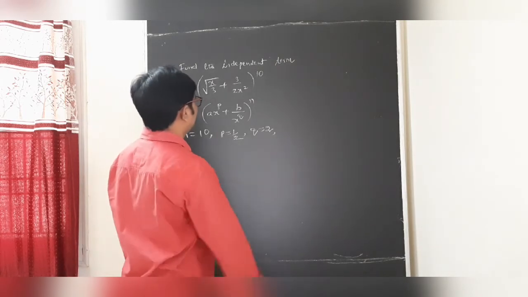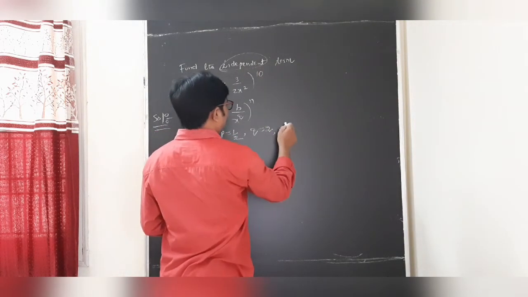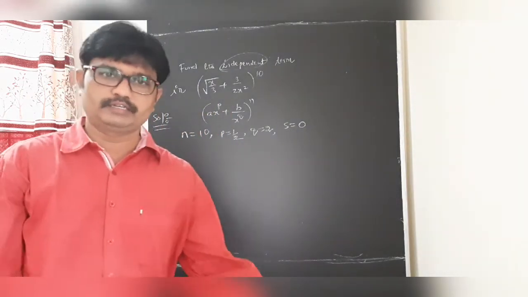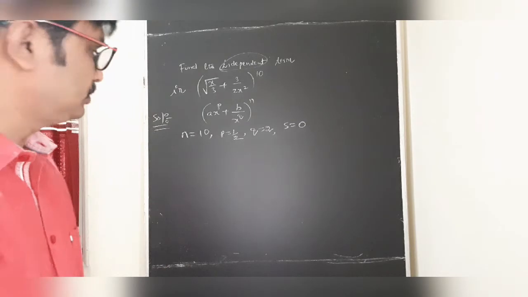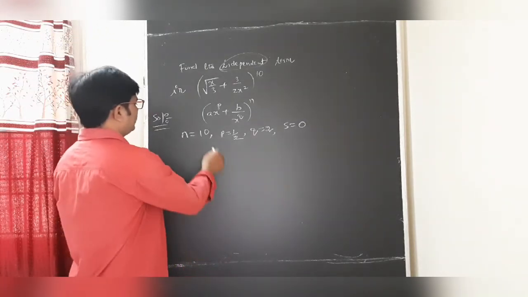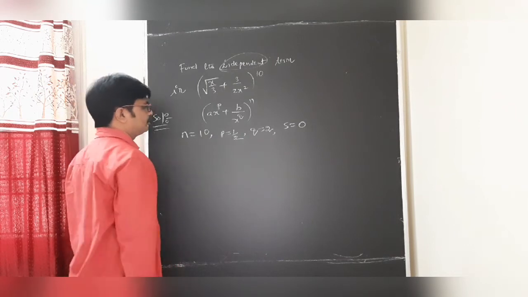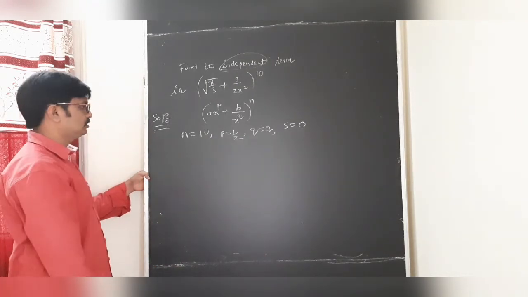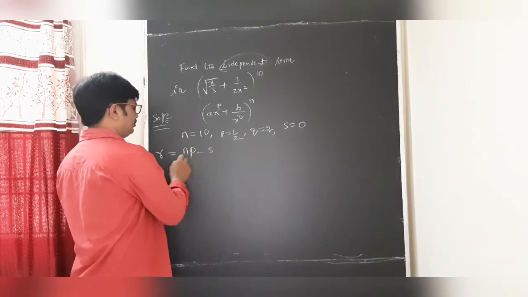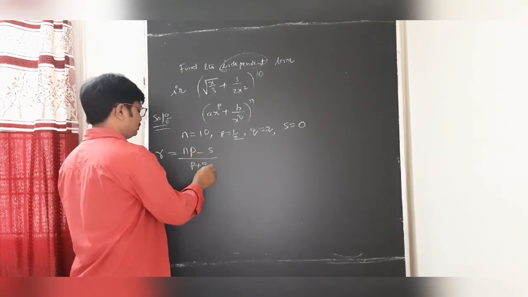Undoubtedly, my dear students, for the independent term we discussed that the s value is equal to 0. Is it clear, students? The s value must be 0. Now the n value is 10, p value is 1 by 2, q value is 2, and s value is 0. What is the formula for r? Just now we discussed r equals (np minus s) by (p plus q).